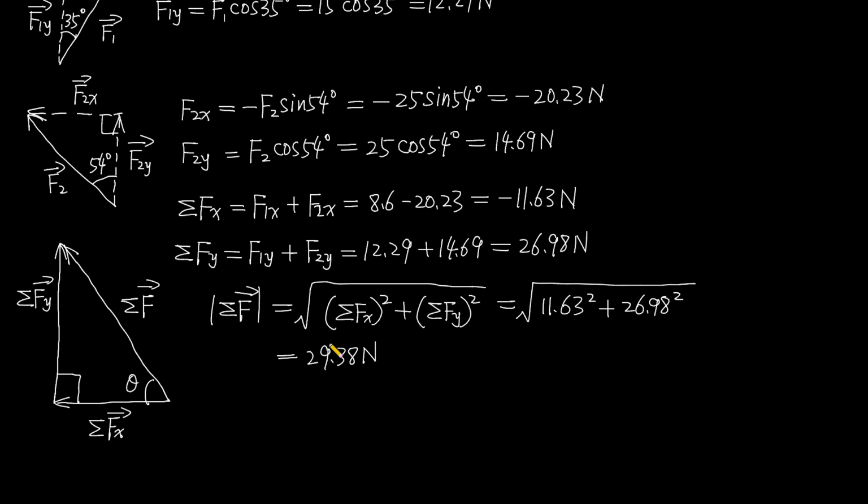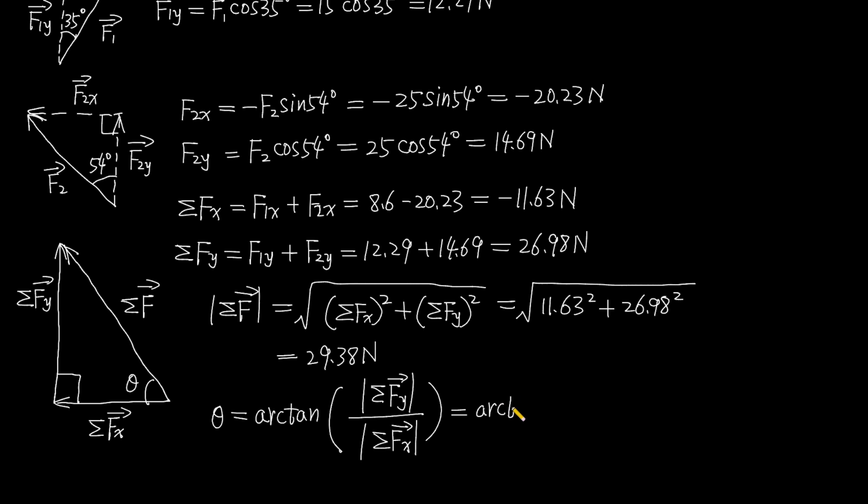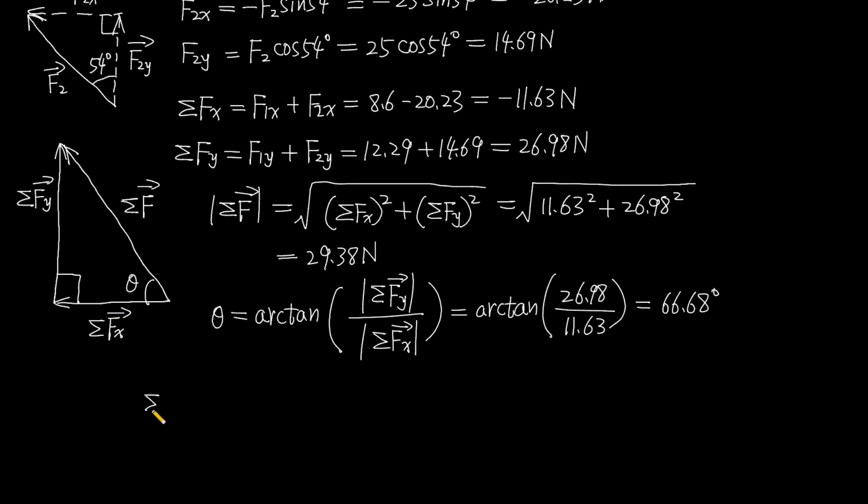29.38 Newton. Then the angle theta equals arc tangent. The top is the magnitude of its vertical component. The bottom is the magnitude of its horizontal component, and equals arc tangent 26.98 over 11.63 and equals 66.68 degrees. So the net force sigma F has magnitude 29.38 Newton, and its direction is first west, then turn 66.68 degrees toward north.